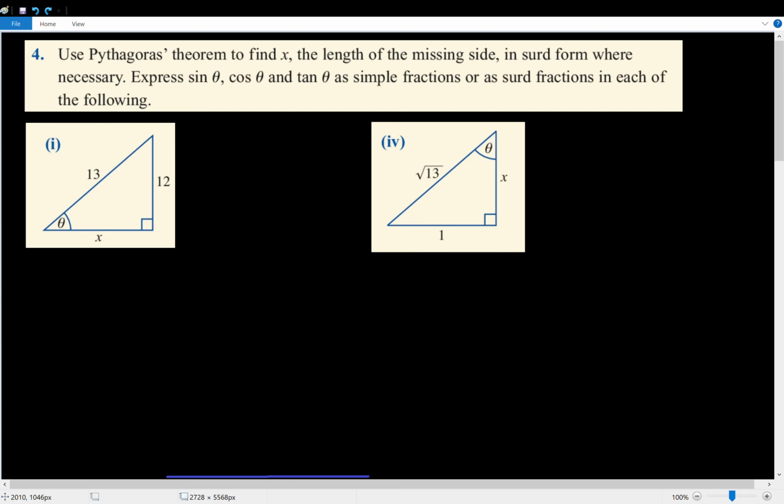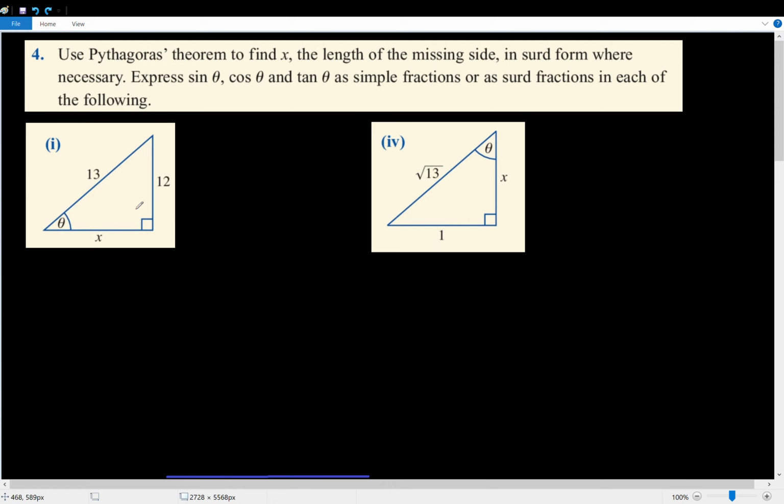This is question 4, parts 1 and 4 from exercise 4.1 in Project Maths 3A. We have to use Pythagoras' theorem to find x, the length of the missing side, leaving it in surd form where necessary, and then express the sine of theta, the cos of theta, and the tan of theta as simple fractions or as surd fractions in each of the following. So we'll look at part 1 first.